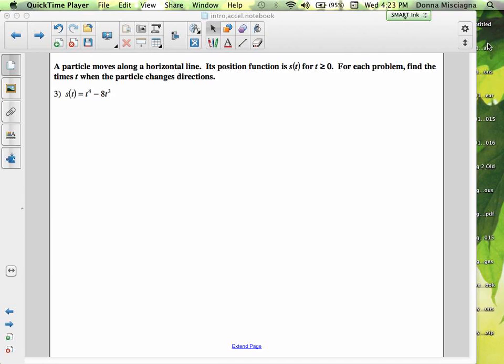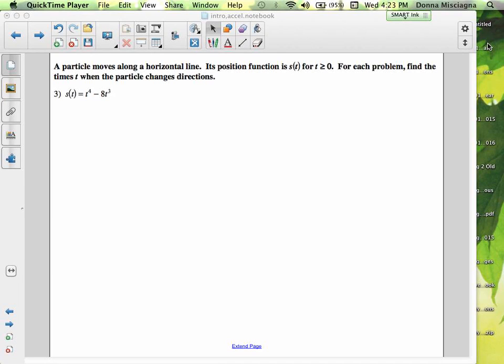Welcome. We're going to be solving some problems involving position, velocity, and acceleration. So here's our first problem. A particle moves along a horizontal line. Its position function is s of t for t greater than or equal to 0. For each problem, we want to find the times t when the particle changes direction.